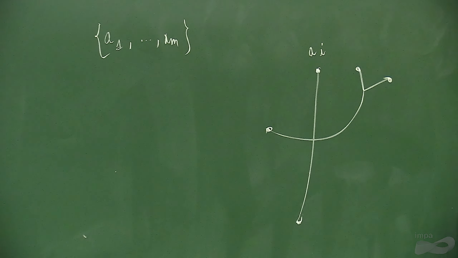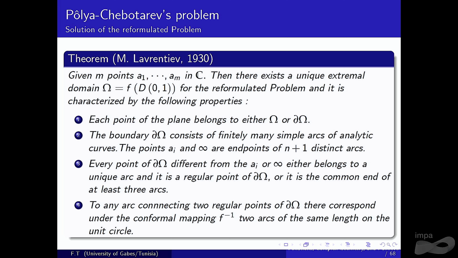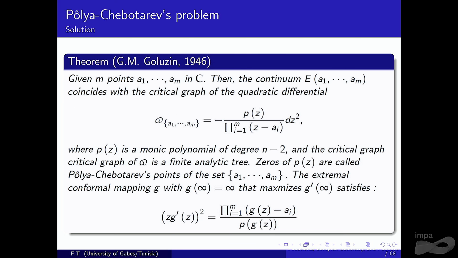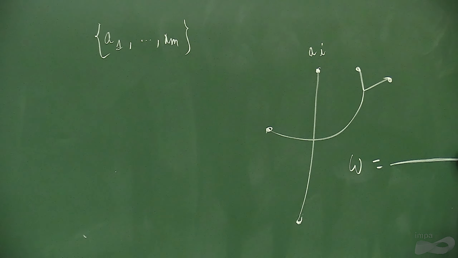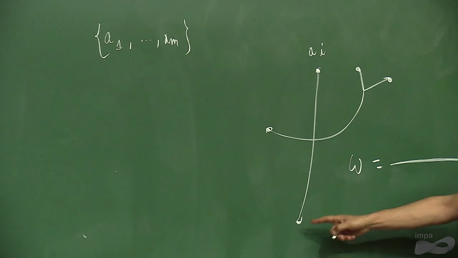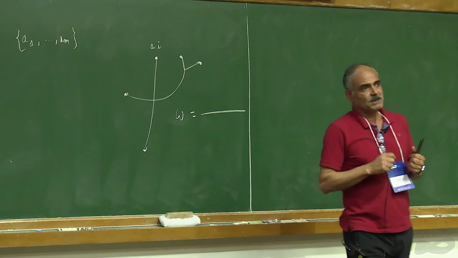Okay? At this time, it seems that the theory of quadratic differentials is not yet born, because it will be found later by the German mathematician Teichmüller in the 30s. And then comes the Gaussian theorem. Because, wait a minute, if we look at this tree as a possible critical graph of some quadratic differential, just consider these arcs as critical trajectories of some quadratic differential.